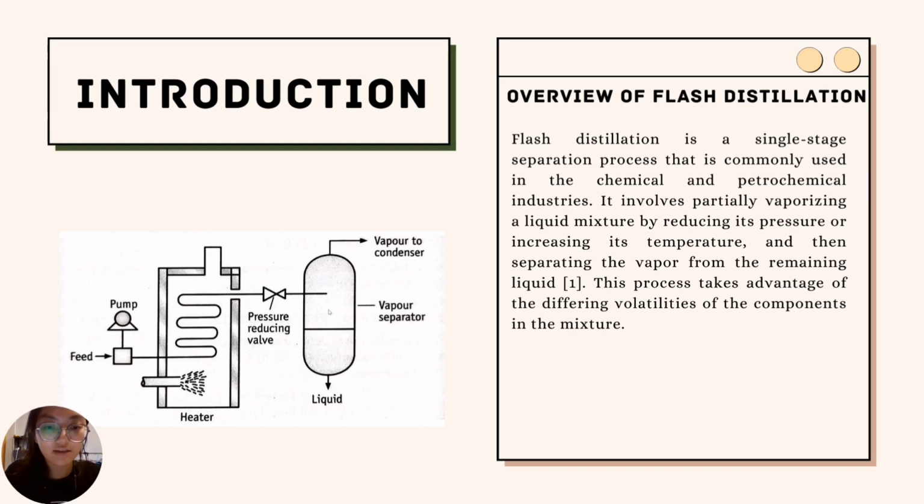The essence of flash distillation is to partially vaporize this liquid mixture by either reducing its pressure or increasing its temperature. This change causes the more volatile components to vaporize, while the less volatile components remain in the liquid state. This process leverages the differing volatilities of the components in the mixture, making it an efficient method for separating and purifying substances. In summary, flash distillation is a crucial technique used to achieve efficient separation of liquid mixtures based on their volatilities. In the following slide, we will delve deeper into the mechanisms, applications, and advantages of this process.